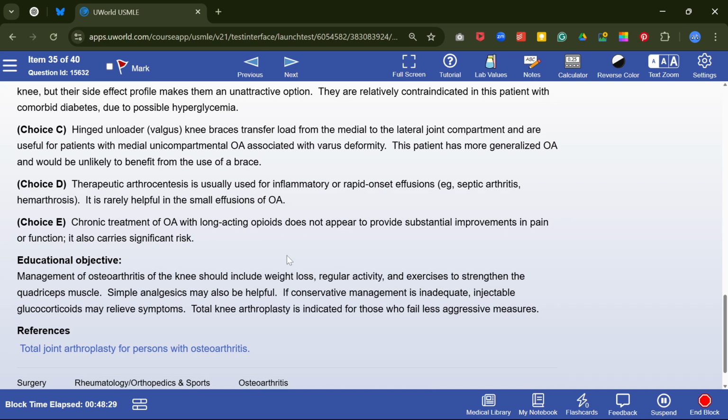Chronic treatment of osteoarthritis with long-acting opioids does not appear to provide substantial improvement in pain or function. It carries significant risk.